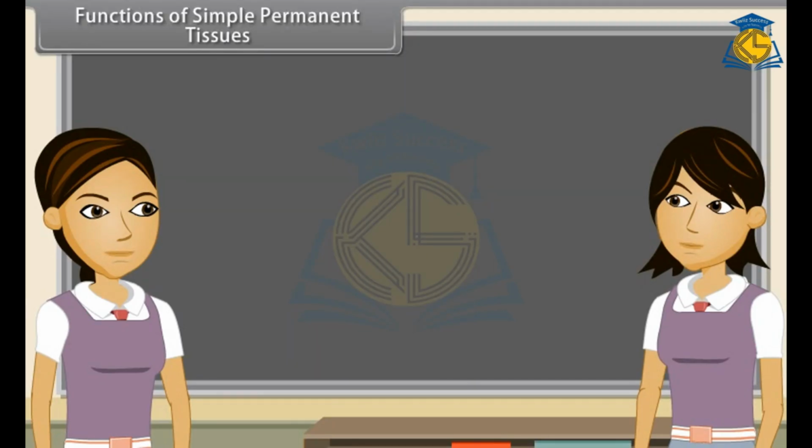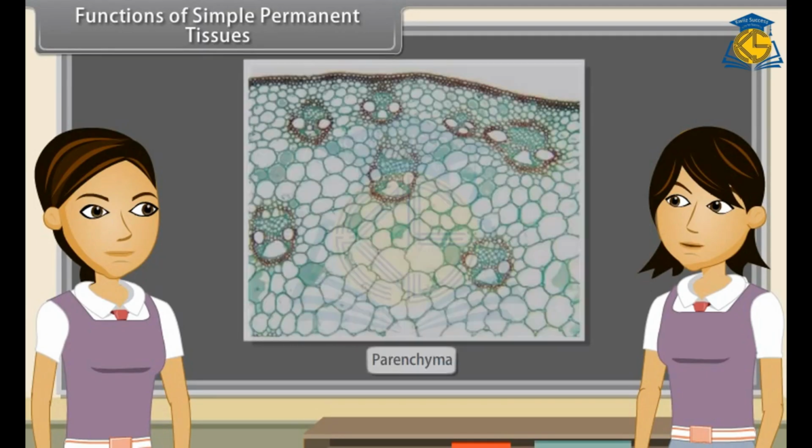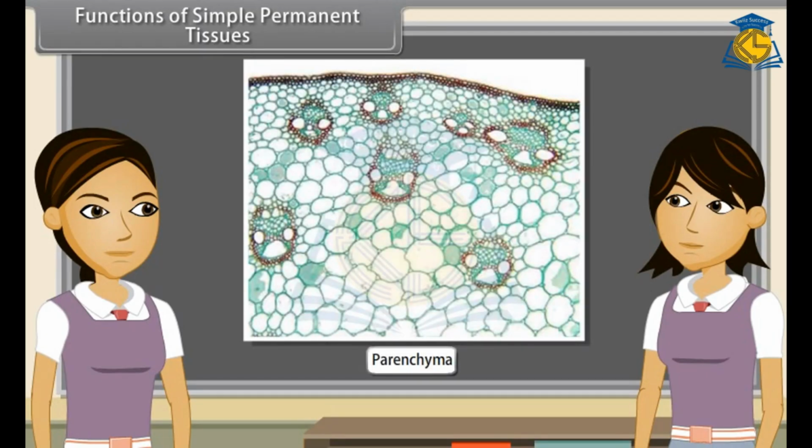Functions of simple permanent tissues. Parenchyma serves as a packaging tissue to fill the spaces between other tissues and maintain the shape of the plant due to its turgid cells. It also stores and assimilates food. Transport of material occurs through cells or cell walls of parenchyma. Their intercellular spaces allow gaseous exchange. They also store waste products of plants like tannin, gum, resins, etc.